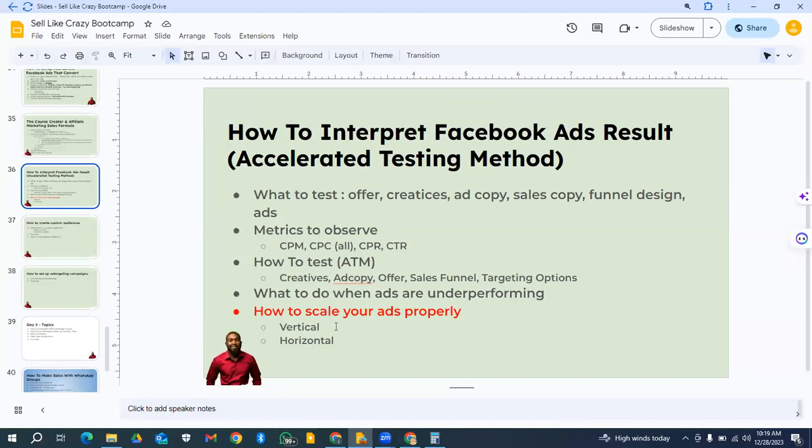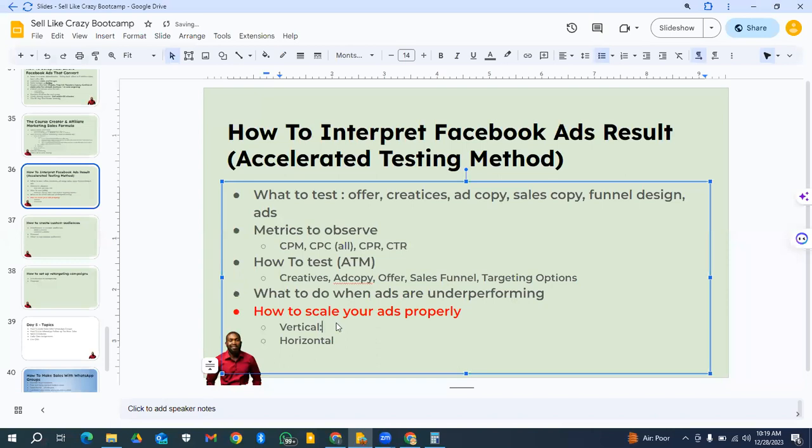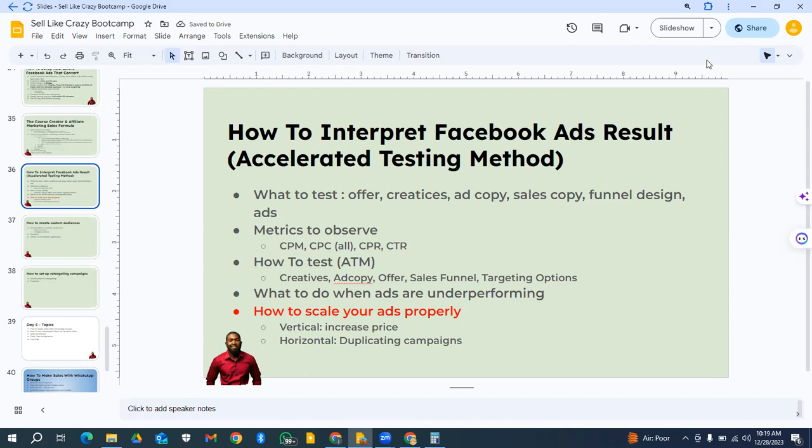So your vertical means you're going upward. And so basically by going upwards here, you are increasing price. Horizontal means you are going sideways, and so that means you are duplicating campaign. This is all it means, right? So there are two ways to scale. You can use the vertical, which means to increase your price, or you can use the horizontal.